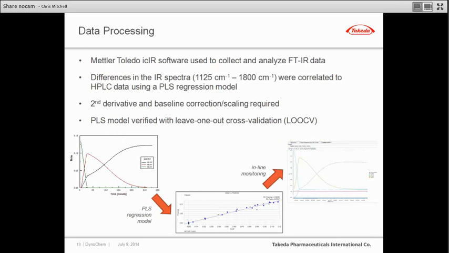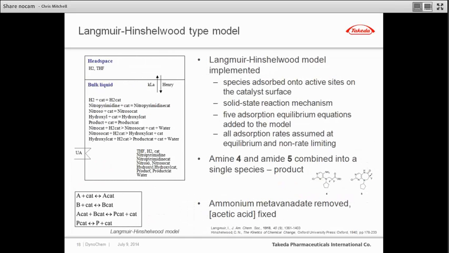And we also needed to apply some baseline correction and scaling, as in some cases we for instance started off with a slightly negative quantity of our product, which is not chemically feasible. So then the adsorbed products would desorb into the liquid phase, and that rate of desorption again being proportional to the percentage of covered active sites on the catalyst surface.